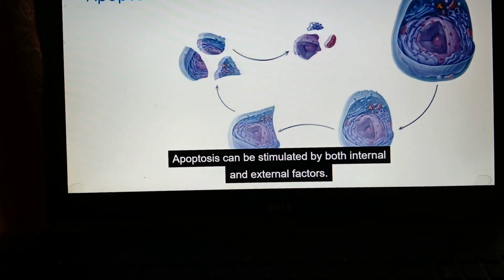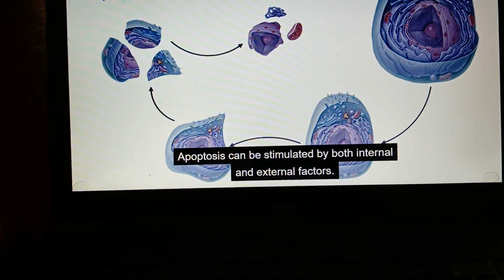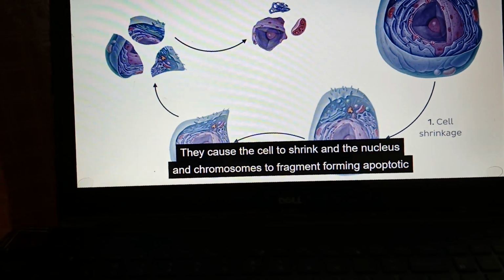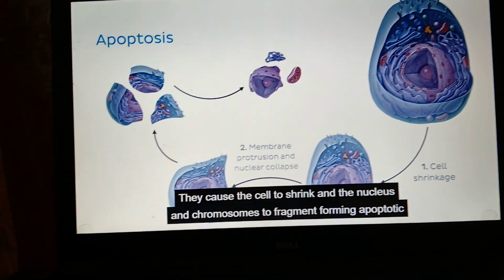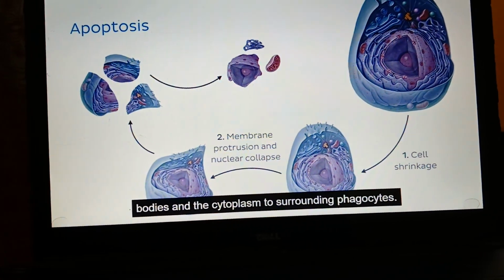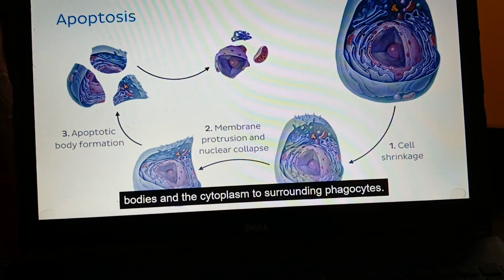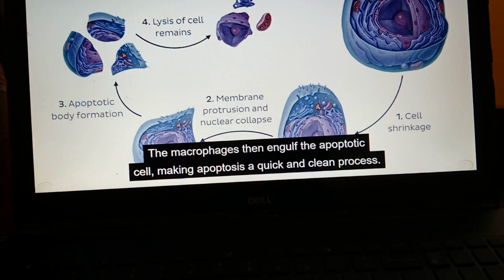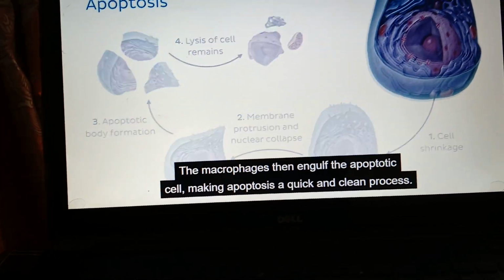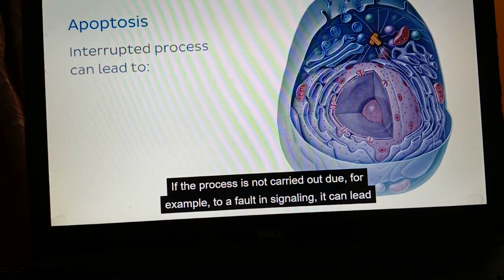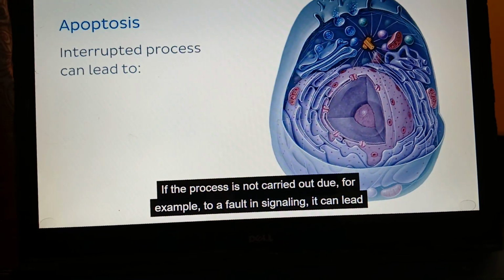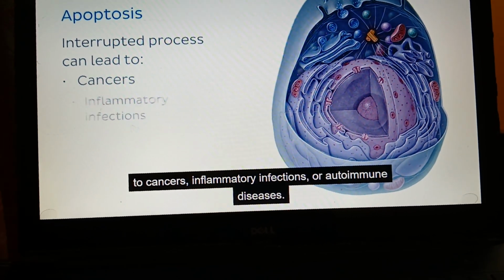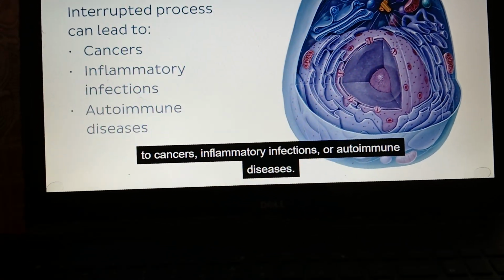Apoptosis can be stimulated by both internal and external factors. They cause the cell to shrink and the nucleus and chromosomes to fragment, forming apoptotic bodies and the cytoplasm to surrounding phagocytes. The macrophages then engulf the apoptotic cell, making apoptosis a quick and clean process. If the process is not carried out, due, for example, to a fault in signalling, it can lead to cancers, inflammatory infections, or autoimmune diseases.